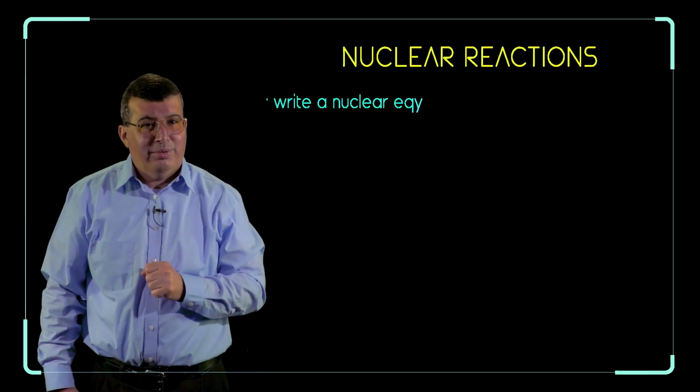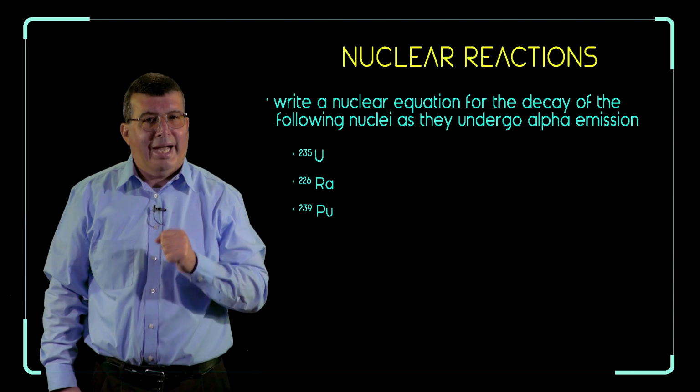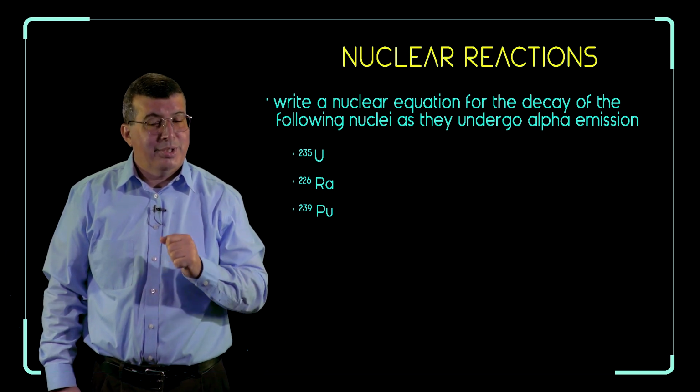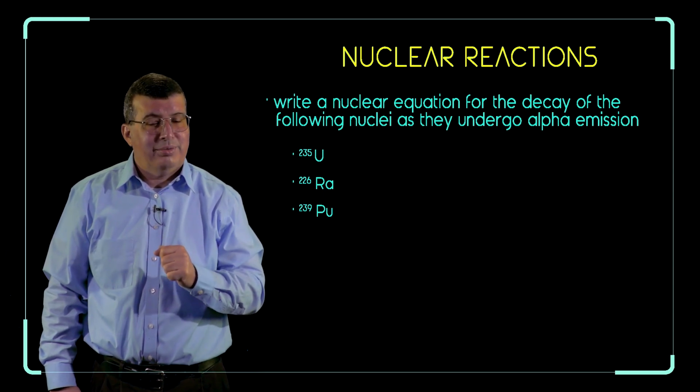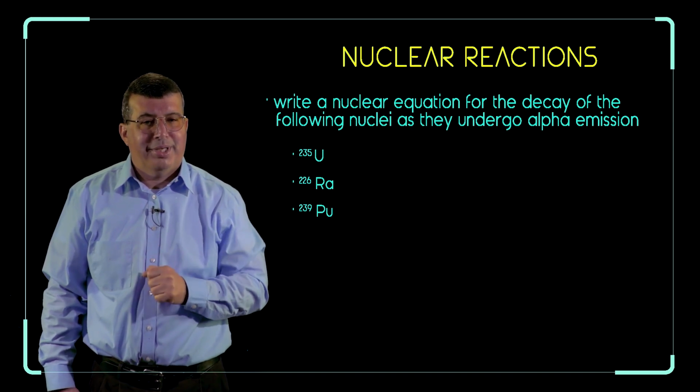Okay, this is our final question for our nuclear reactions lesson. Please write a nuclear equation for the decay of the following elements as they undergo alpha emission. So please pause, work it out, and when you're ready for me to work through it with you, hit play again.